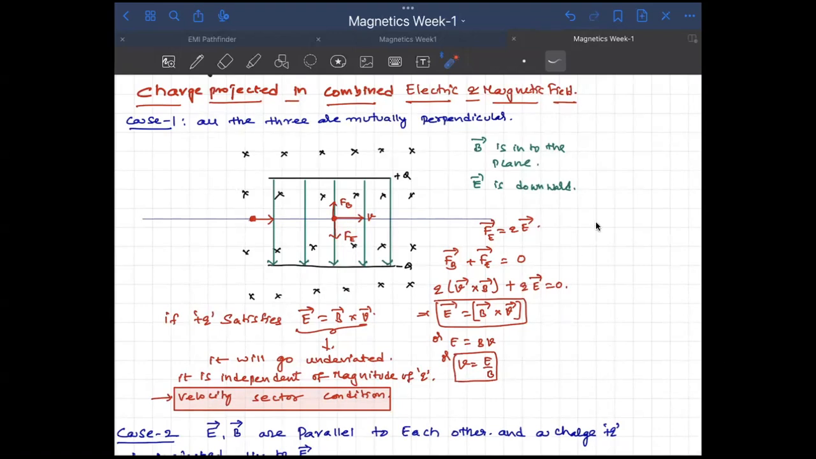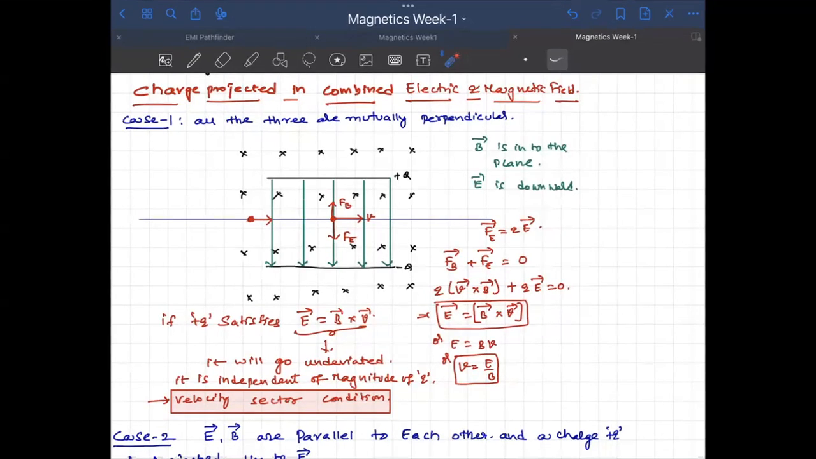So till now, we were working on charge projected in magnetic field alone. Boys and girls, alone. Now you have a combined magnetic and electric field. First, I will complete the entire theory, then we will go for numericals. That is better. I think you got my point. First, we will complete the total basic theory.